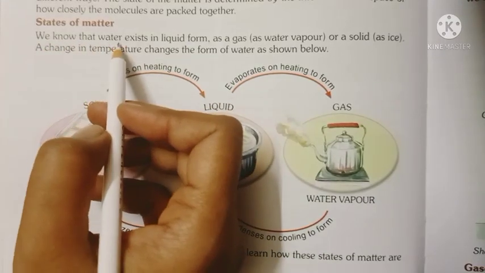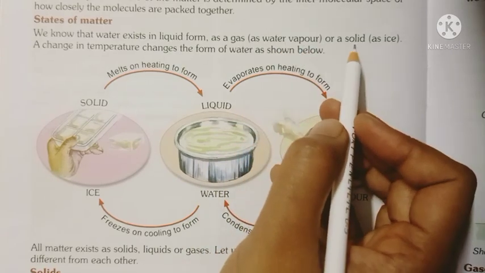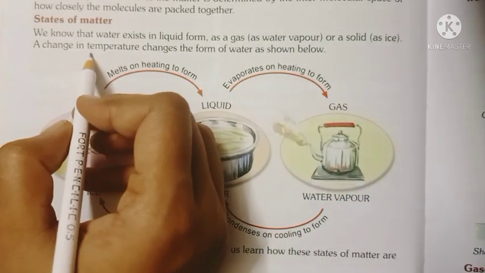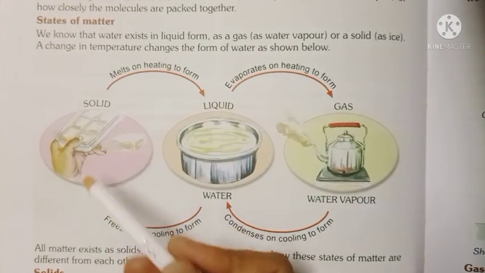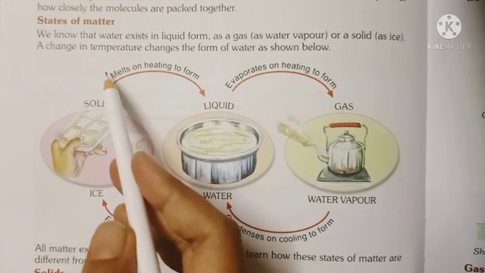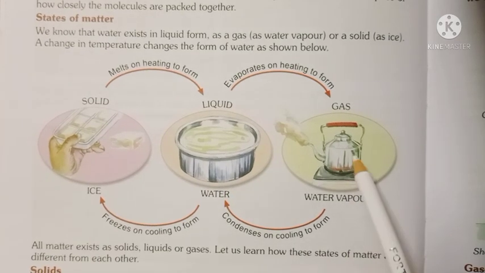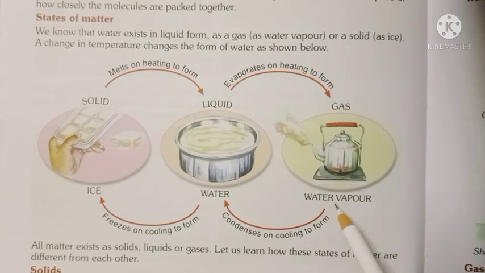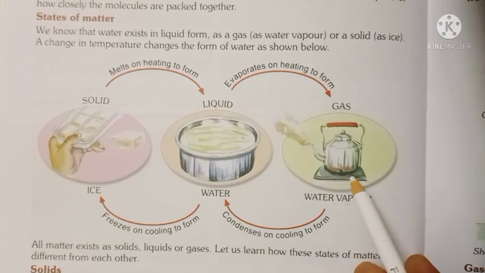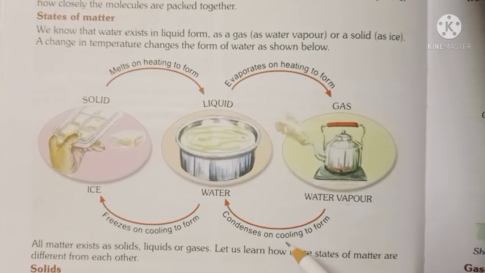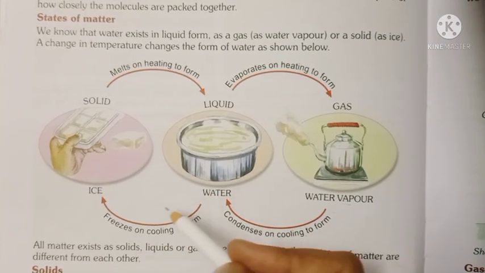States of matter. We know that water exists in liquid form, as a gas, as water vapor, or as a solid, as ice. A change in temperature changes the form of water as shown below. This is ice. It is in solid form, and melts on heating to form liquid, that is water. Then the water evaporates. It becomes water vapor, that is a gas. When it is condensed on cooling, it becomes water. And then it freezes on cooling to form ice.